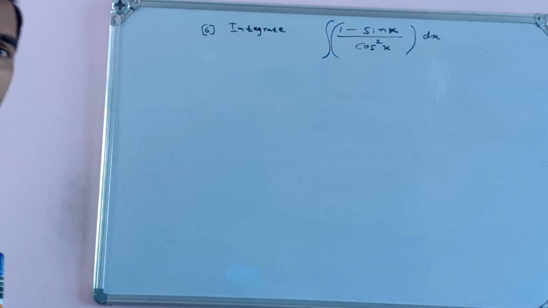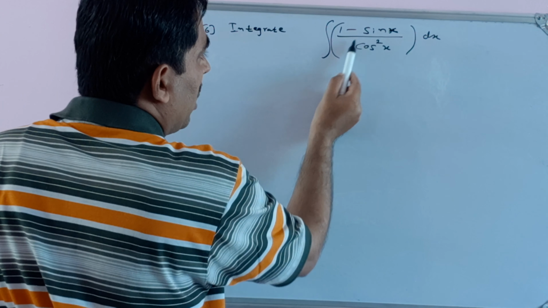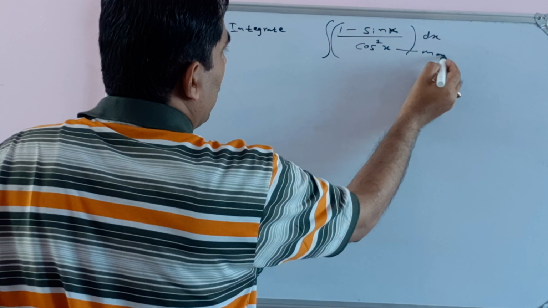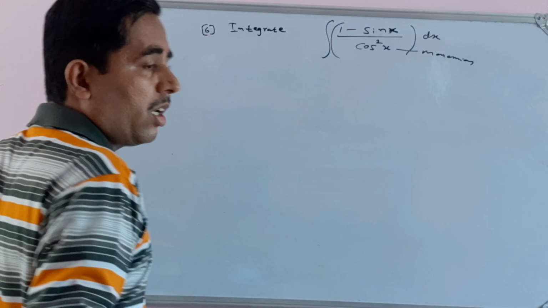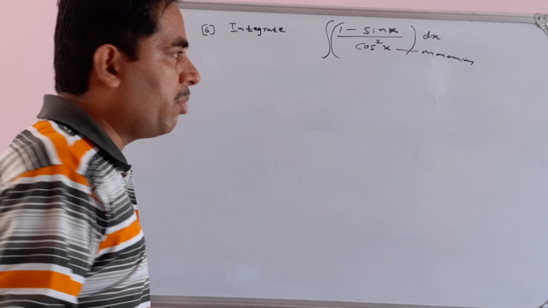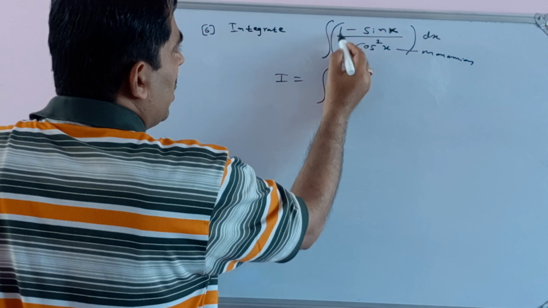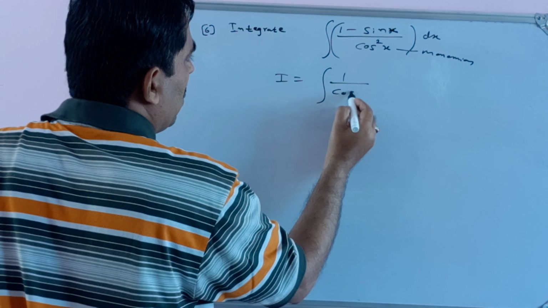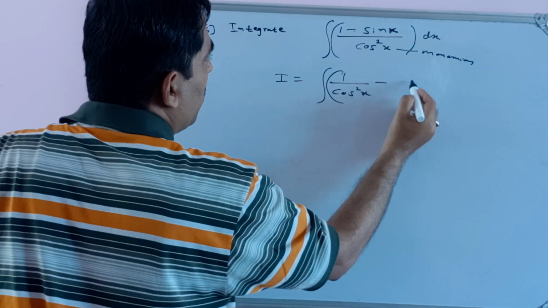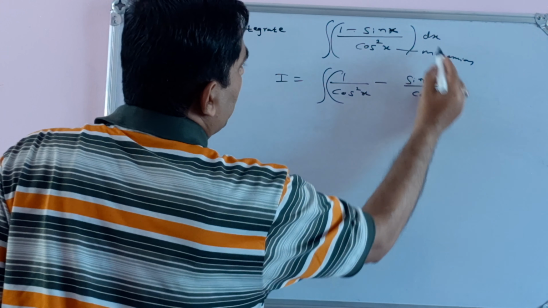See once again, observe this. The numerator is a binomial and the denominator is a monomial. So whenever the denominator is a monomial, and the numerator may be a trinomial or generally a polynomial, then we can split the terms. That is, 1 by cos square x, write the sign minus, sin x by cos square x, and write dx as it is.